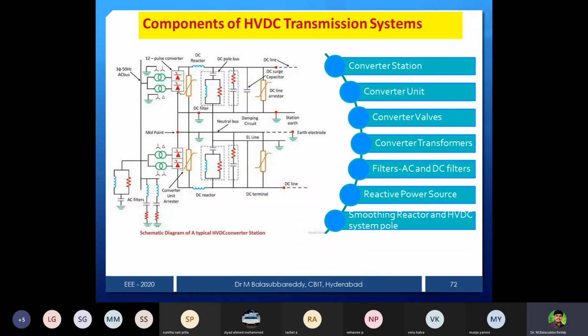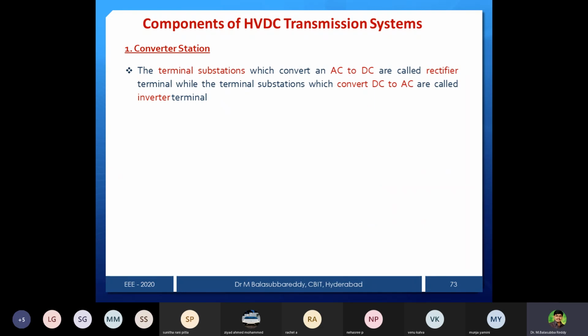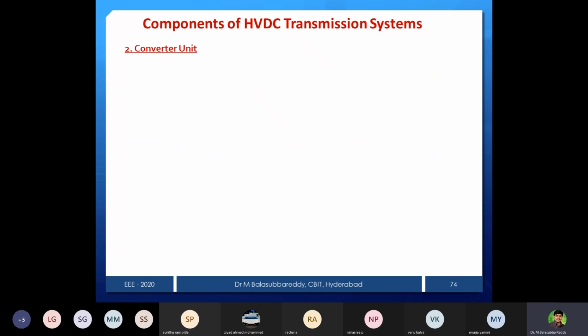I think we covered up to converter transformers. So we'll see the AC and DC filters, then power sources, the smoothing reactor and all. Now, briefly, the converter station, as you know, converts AC to DC as well as DC to AC. We can design it both ways, so it can operate in either rectifier station or inverter station mode. A two terminal DC system has only two terminals and one HVDC line, one in the rectifier station and another in the inverter station.